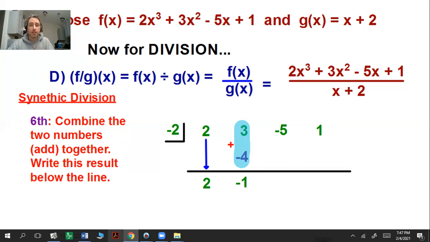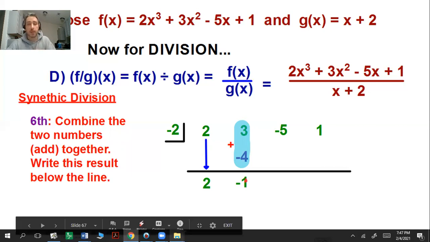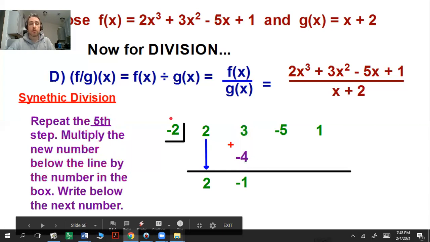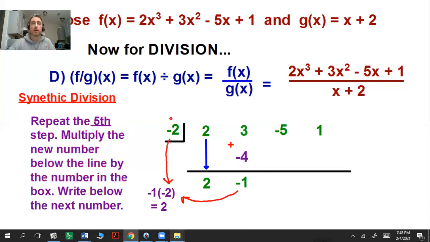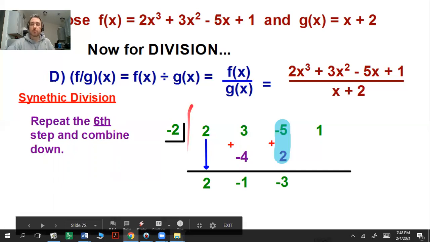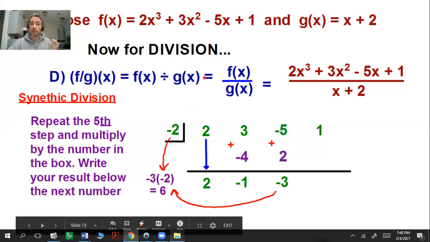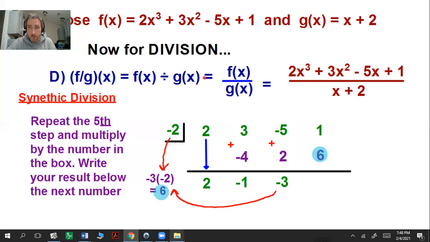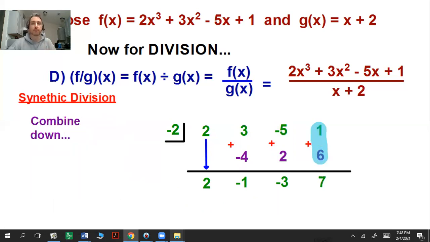And you repeat that process like you did with the 2, this time with the -1. So you do -1 times -2, which is +2. That number gets written below the next number. So you have this -5, that 2 gets written here. Repeat the combination. So -5 plus 2 gives you -3. And then repeat it again. So -3 times -2, +6. Throw it down below the 1, combine them, you get 7.